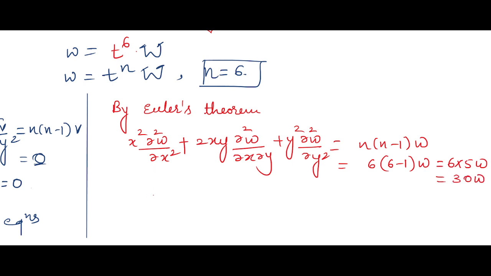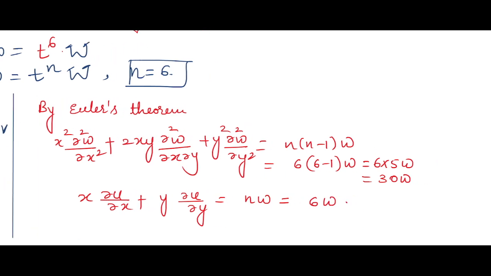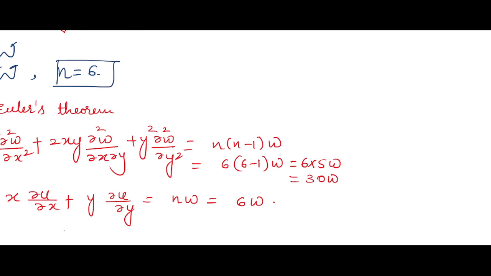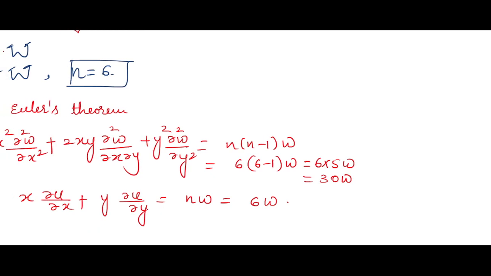Okay. Similarly, first Euler's theorem, x ∂w/∂x + y ∂w/∂y is equal to n into w. So again n is equal to 6, that is 6w. Now we will add these two equations.